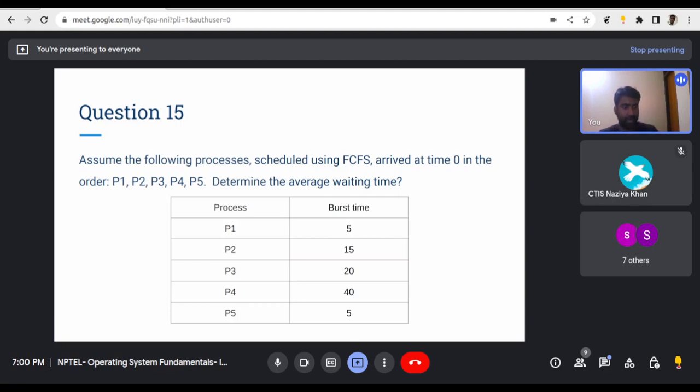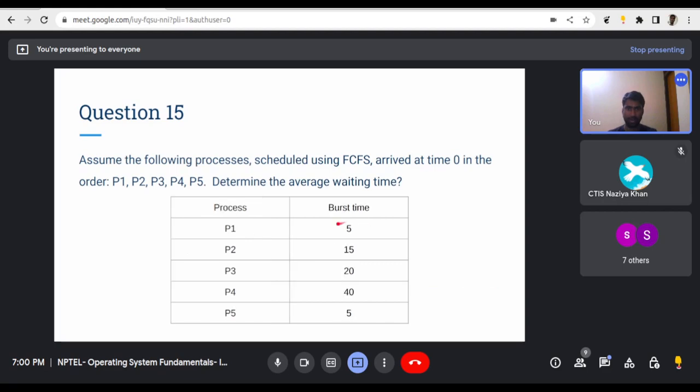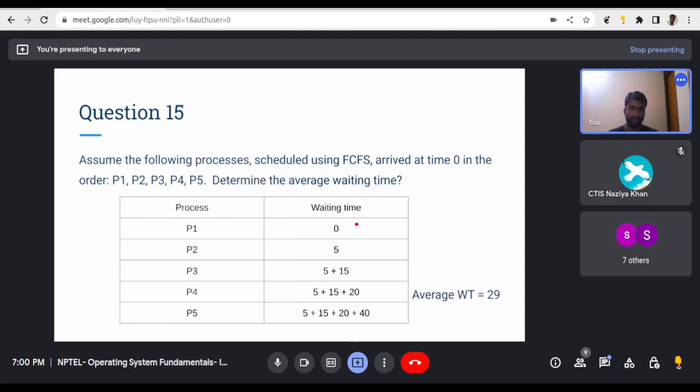Okay, anyway, let's get to the answer. These are the waiting times for the individual processes. Since P1 has come first in the queue, it will get immediately scheduled, so the waiting time for P1 is 0. It will execute for 5 CPU times, so the process P2 has to wait for 5 then.